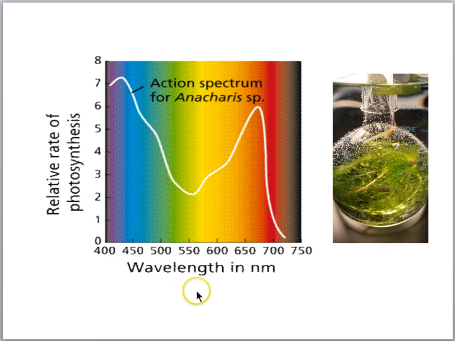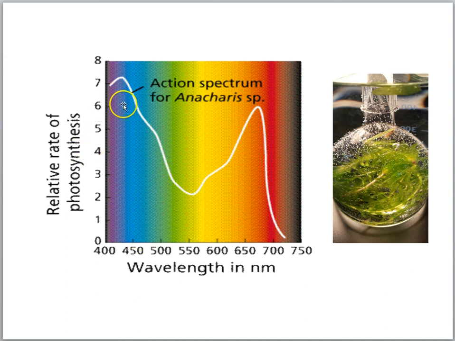The results can be seen in this graph. Notice we have on the x-axis the wavelength, so this would be the color. And we have on the y-axis the relative rate of photosynthesis as measured by oxygen production. That's an easy way to measure photosynthesis. And notice then, here's the data.